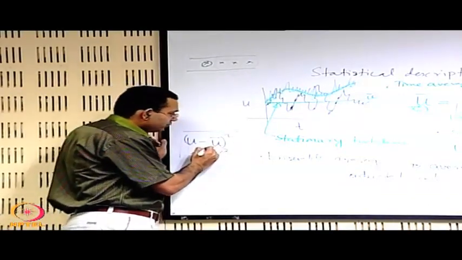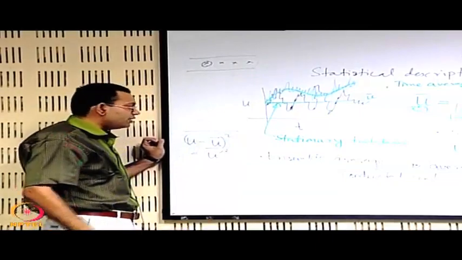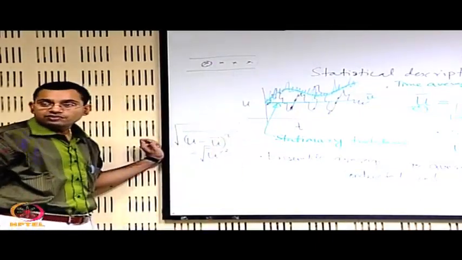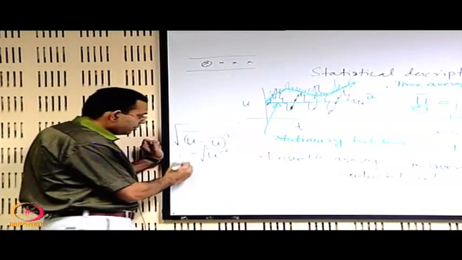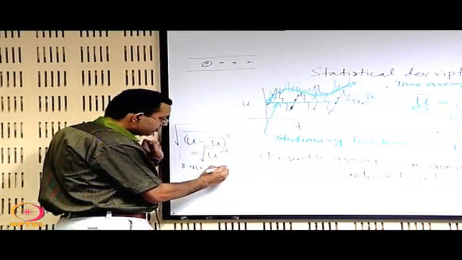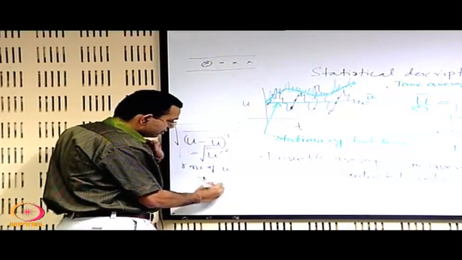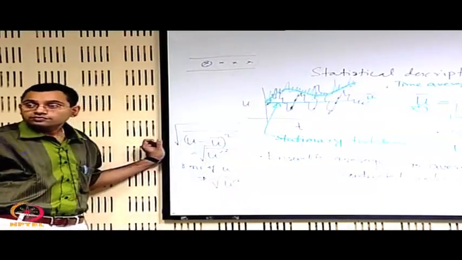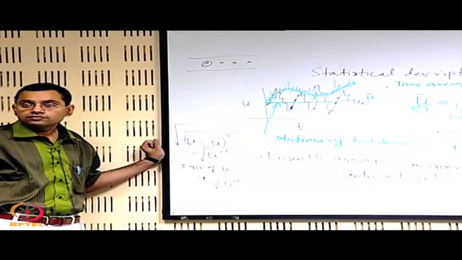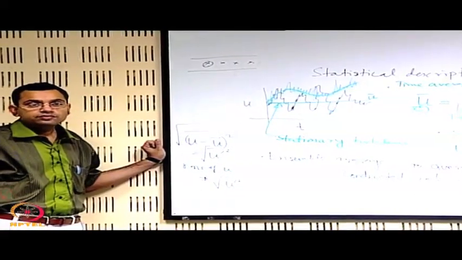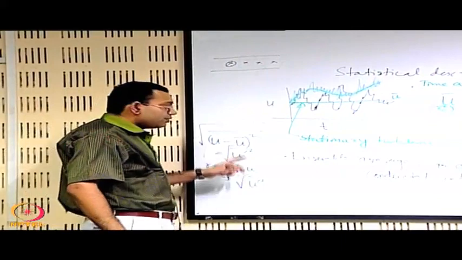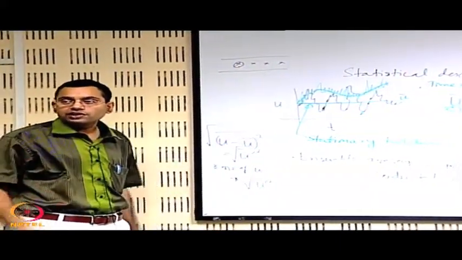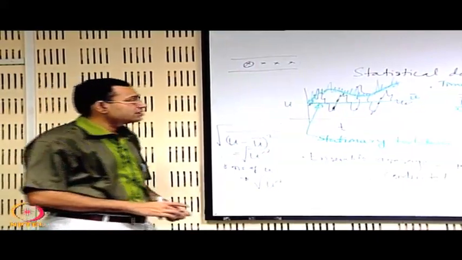So when you do that, it is like the mean square deviation, and when you take a square root, it is the root mean square deviation. So the RMS of u is like this one. Similarly, you will have RMS of v and RMS of w for the velocity components along the three directions.